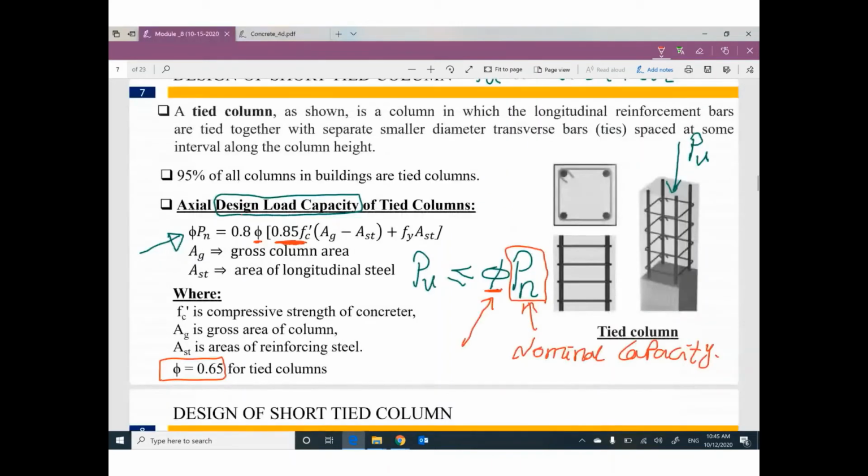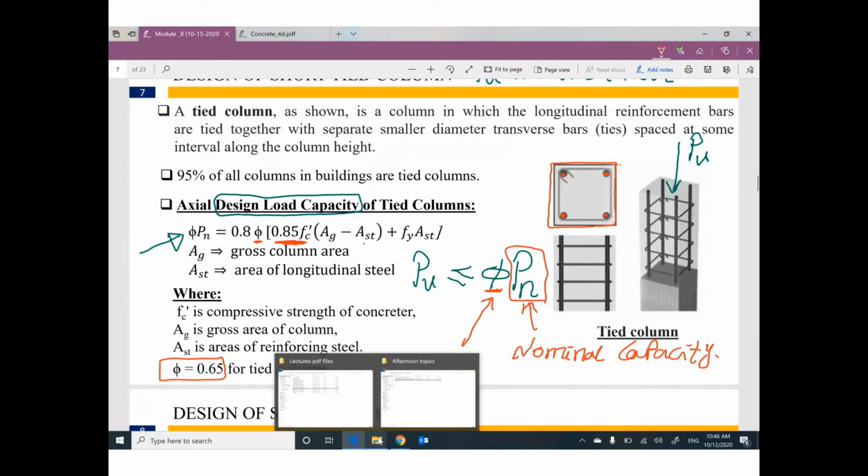Anyway, area gross, the total cross-section area. Area Ast, the area of steel reinforcement only. I'm talking about longitudinal, the vertical members. Fy, the yielding strength of steel. Area Ast, the area of longitudinal steel. Any questions so far?